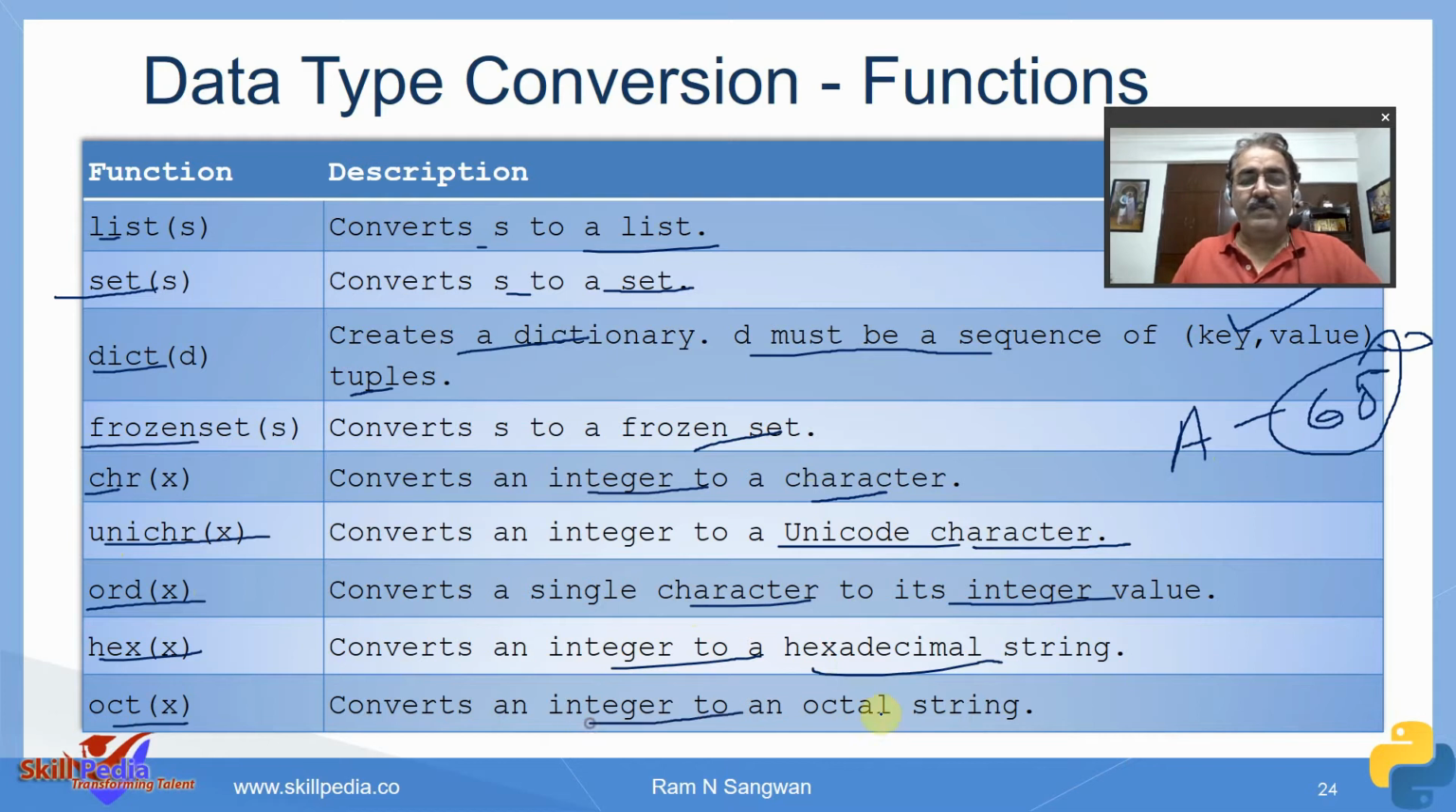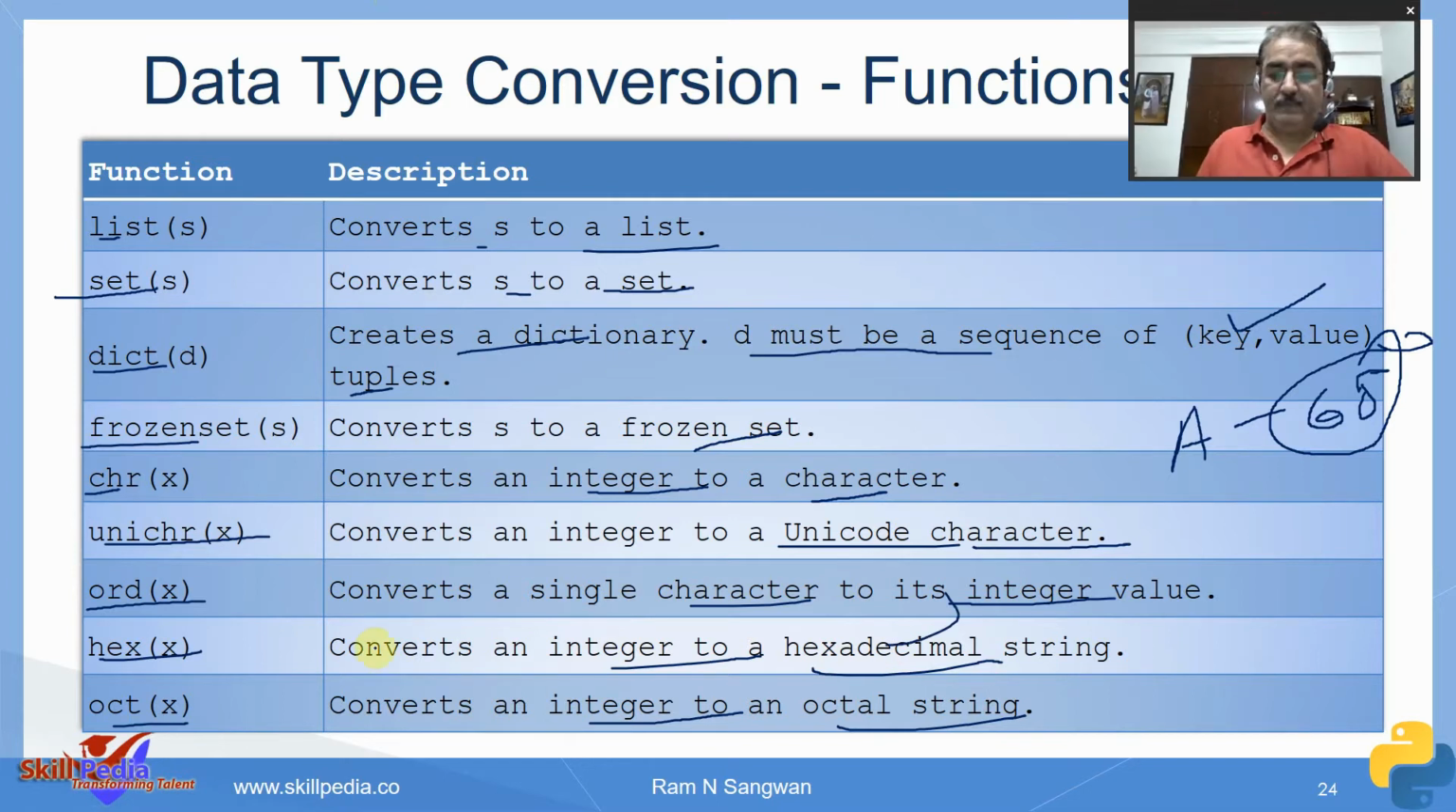Oct converts an integer to an octal string. So these are possible conversion functions, day-to-day use functions we use in Python, and definitely you will find very interesting use of these functions in your daily life.